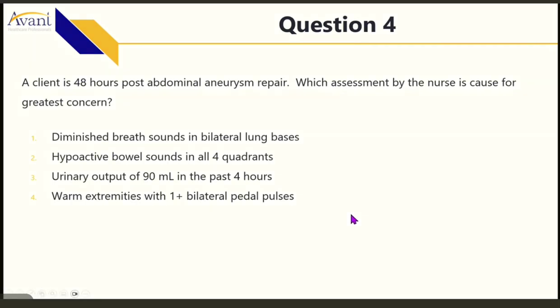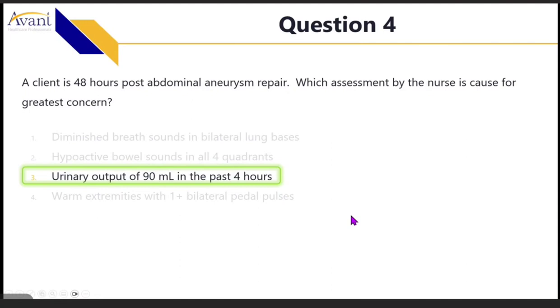So here we go. Big reveal. The correct answer is number 3. Urinary output of 90 milliliters in the past 4 hours. All right, so a lot of people were choosing number 1, diminished breath sounds in the bilateral lung bases. This is a client who had an abdominal aneurysm repair. Okay. Yeah, Jane is like, why? What? Why? Because 2 days ago, they had an abdominal aneurysm repair, big open surgery, right, to the midline of the abdomen.